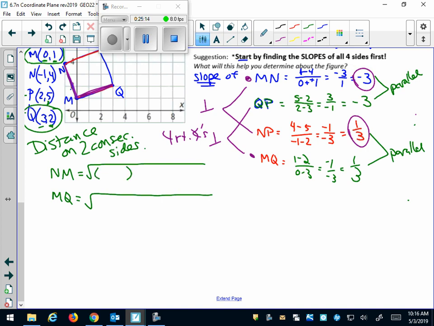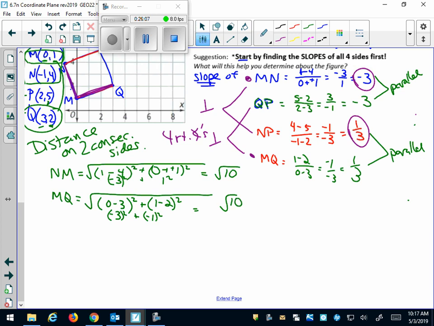All right, well, distance is, we're going to use M and N. Difference in the x's, so 1 minus 4 squared plus 0 minus a negative 1 squared. 1 minus 4 is negative 3 squared plus 1 squared. That's going to be 9 plus 1, the square root of 10. MQ, now we're using these two. Again, subtract the x's, 0 minus 3 squared plus 1 minus 2 squared. And you get negative 3 squared plus negative 1 squared. Again, we get the square root of 10. So it's a square.